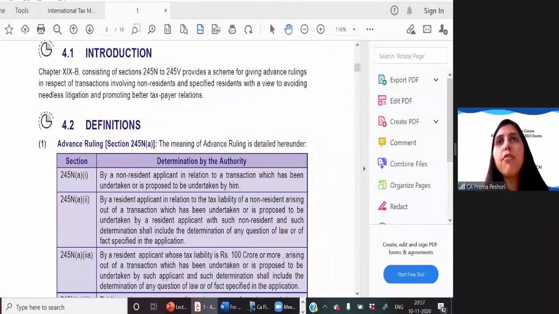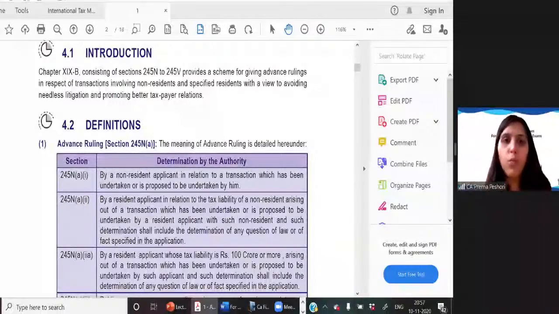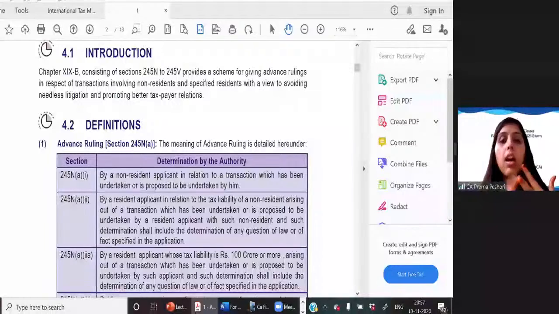Now, who could apply for advance ruling? A non-resident could apply in respect of transactions which are undertaken or proposed to be undertaken, both those you have already undertaken or are proposing to undertake. Second, a resident can also go to AAR in respect of the tax liability of a non-resident arising out of a transaction which has been undertaken or is proposed to be undertaken by that resident with the non-resident.